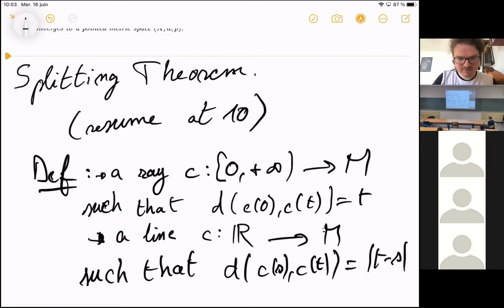Okay, so the question is the following. Assume you have a geodesic, which you don't know is a line, but you know that on R plus, for positive times it is a ray, and for negative times it is a ray. Is it a line?